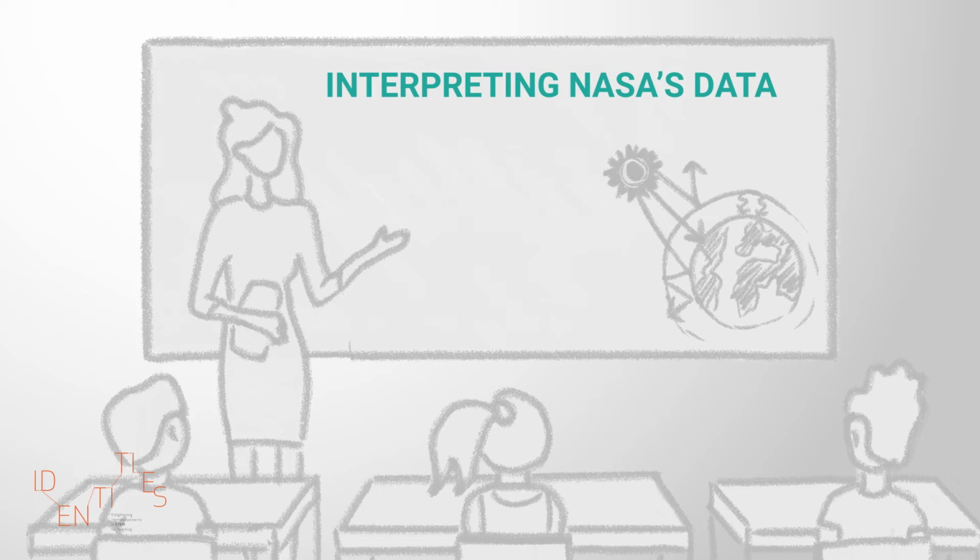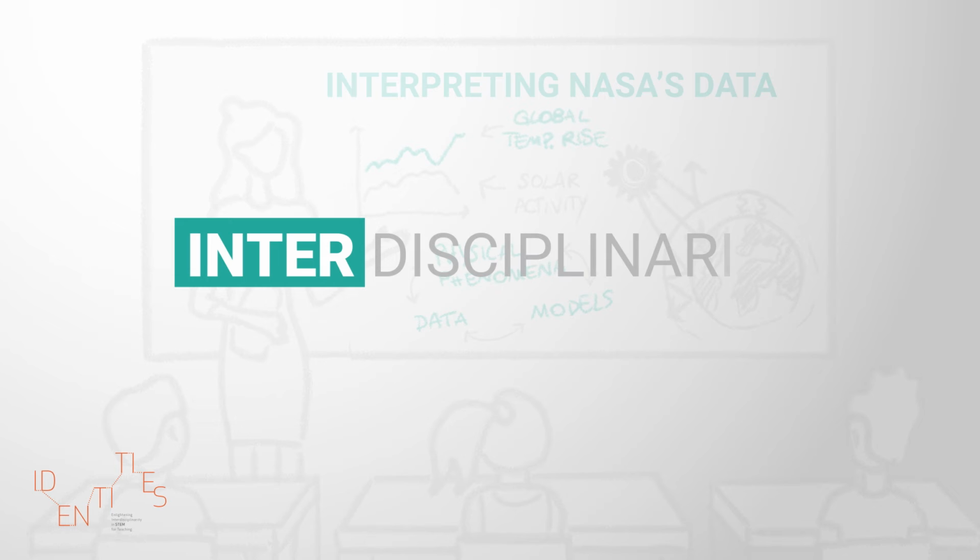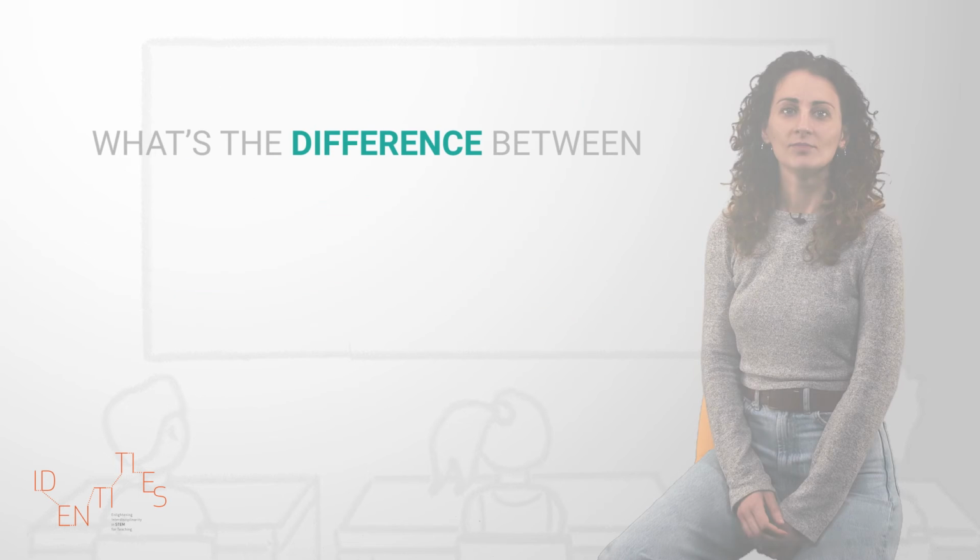Teacher Sarah analyzes trends using data from NASA about global warming. She discusses with her students the comparison between the graphs of solar activity, one possible variable that can impact global warming, and the rising of the temperature. This leads to talk about a problematic issue. What does it mean to put in relation physical phenomena by interpreting analysis of data and models? This is an example of interdisciplinarity.